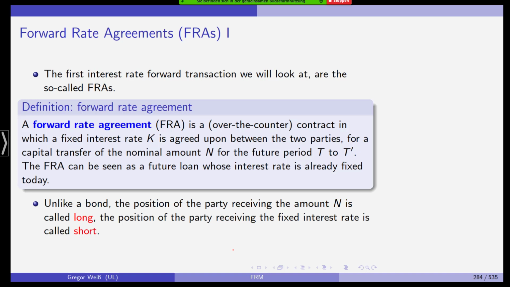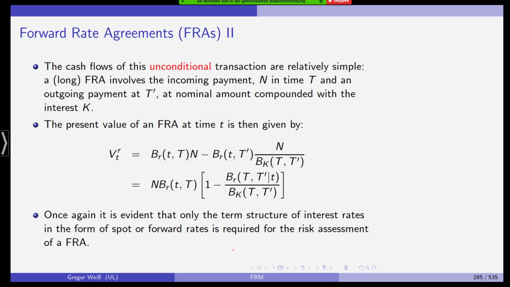Unlike a bond, the position of the party receiving the amount N is called long, and the position of the party receiving the fixed income rate is called short. Now, the cash flows of this unconditional transaction, it's not an option. You have to enter the contract and everyone needs to pay up. The cash flows are relatively simple.